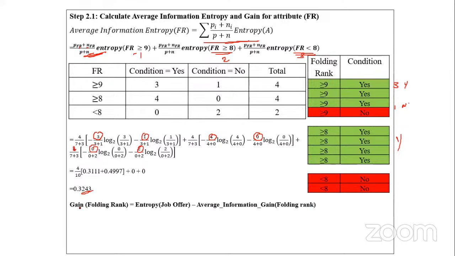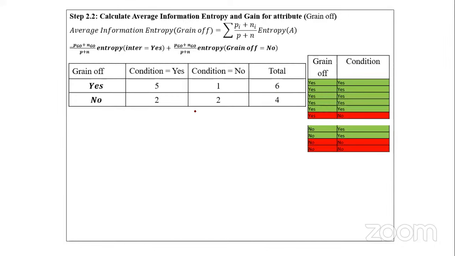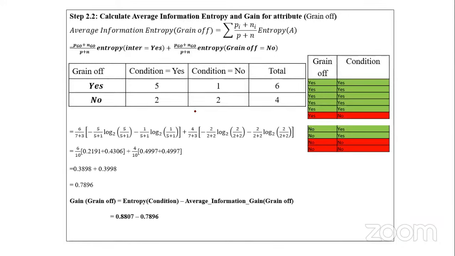After finding the average information entropy, we need to find the gain. Gain is going to be your overall entropy minus the entropy with this folding rank. So it's going to be 0.5564. 0.5564 is our average information entropy of this particular table. Then we need to find it for the next attribute. Similarly, the average information entropy and gain of it. It has 2 categories, one is yes and one is no. Then we can go for our matrix values, then substitute, and we get the average information entropy of the second attribute. This is 2.2.